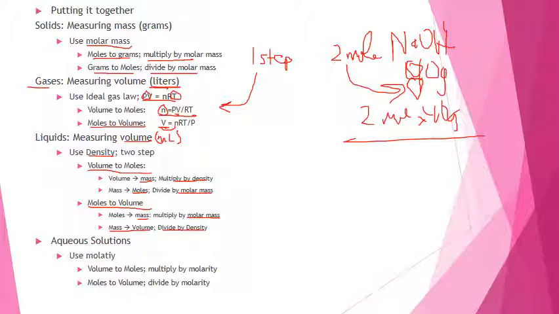The final state is aqueous solutions, and you can use molarity. Again, this is one step. Solids, gases, and aqueous solutions are usually one step, while liquids are two steps. So volume to moles, you multiply by molarity, and moles to volume, you divide by molarity. One step.